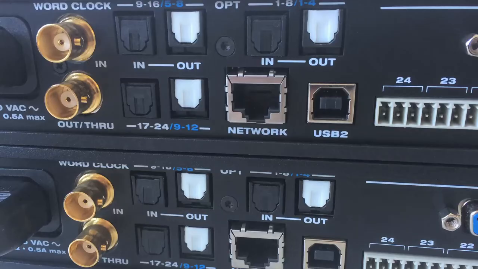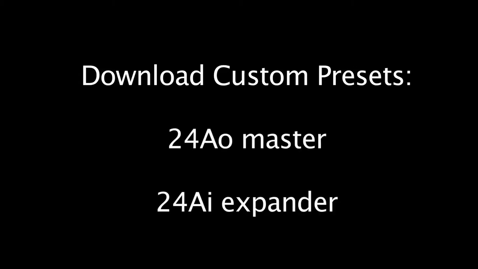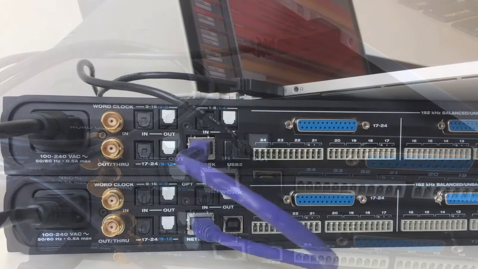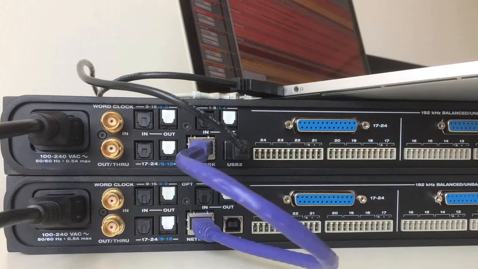As part of this setup, we're going to download and install some custom presets for the 24AO and AI. These presets are designed to have the 24AO as the device connected directly to the computer. So connect the 24AO to your computer using the included USB cable. The 24AI connects to the 24AO with a standard Cat5 or Cat6 network cable.